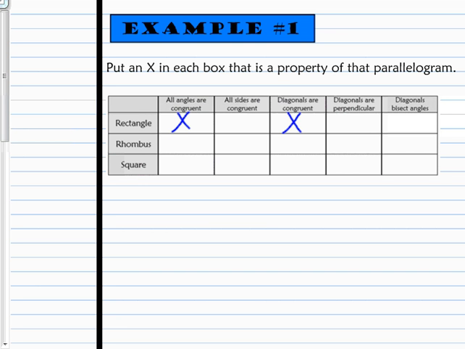Moving on to rhombuses, again, we're using the bullet points that we just filled in. All sides are congruent for a rhombus. The diagonals are perpendicular, and the diagonals bisect angles. And then squares, it has all of those properties. So everything that rectangles and rhombuses are, squares are. All their angles are congruent, all their sides are congruent, their diagonals are congruent, their diagonals are also perpendicular, and their diagonals bisect angles. So not only do they have the regular properties that parallelograms have, they specifically have the properties of rectangle and rhombus.